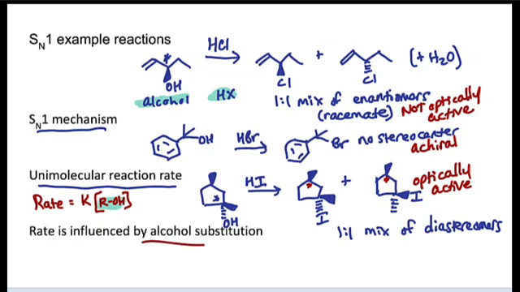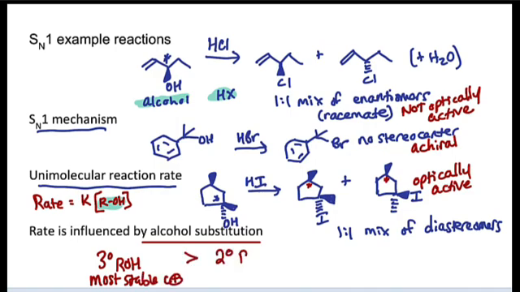The level of substitution of the alcohol is going to be a huge factor in determining the rate of this type of reaction. So tertiary alcohols will react the fastest because they're going to make the most stable carbocation. So they'll react the fastest, and secondary alcohols will react next fastest, and primary alcohols do not react.